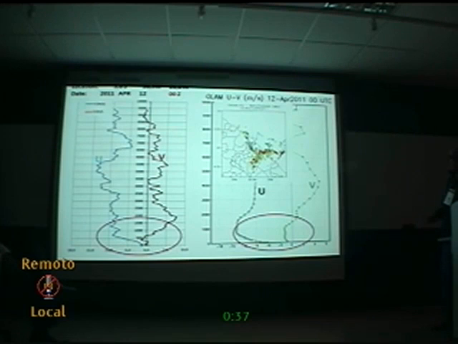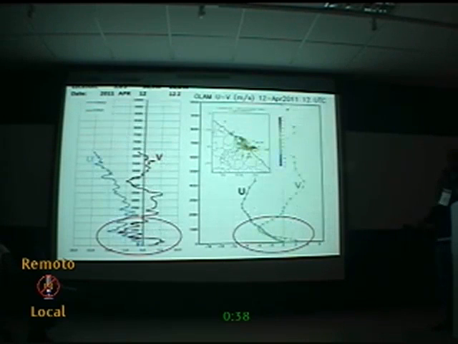And on the right is the model results. And the model shows as well this strong shear here in the boundary layer. So this is the model results. This is the radiosondes. And here as well, the other component, as we can see here, the other case.